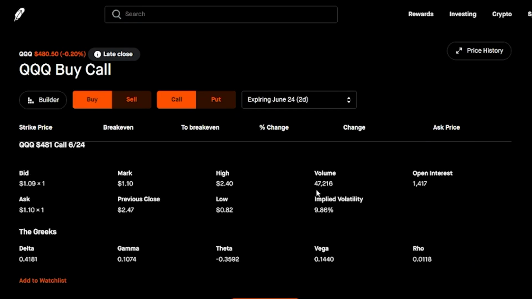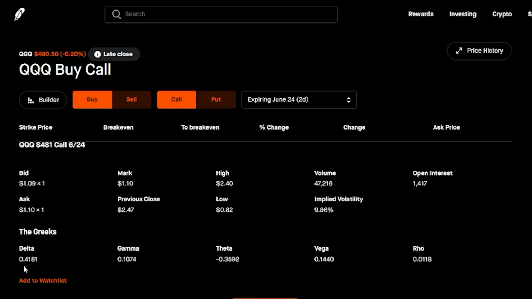And we see the volume here, 47,000. Open interest is 1,417. So huge volume here. Definitely exceeds my 4-digit mark. This meets my 4-digit mark requirement as well.